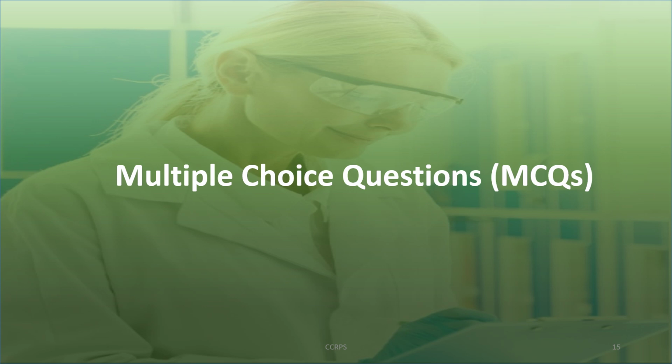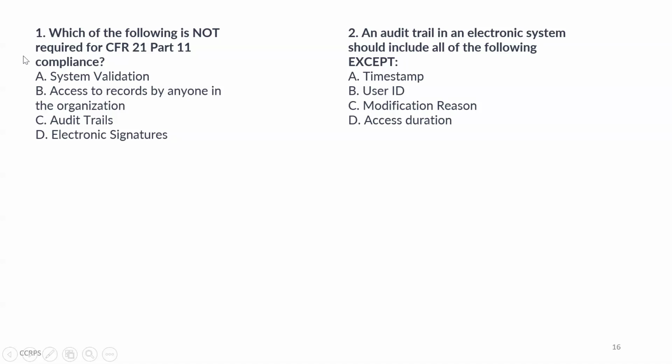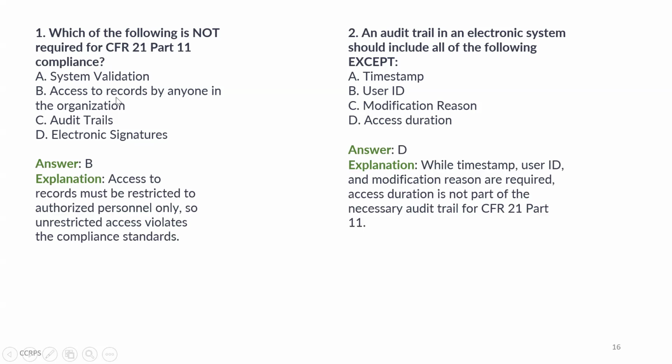And next we have the MCQs, or multiple choice questions, in order to revise what we have covered through this lecture. Question 1. Which of the following is not required for CFR 21 Part 11 compliance? System validation is required, audit trails are required, so A and C are required. D, electronic signatures, are required. So B, access to records by anyone in the organization, would be the answer, as access to records must be restricted to authorized personnel only. Unrestricted access violates the compliance standards.